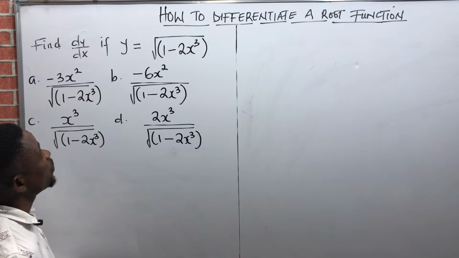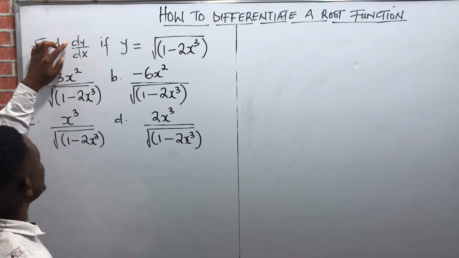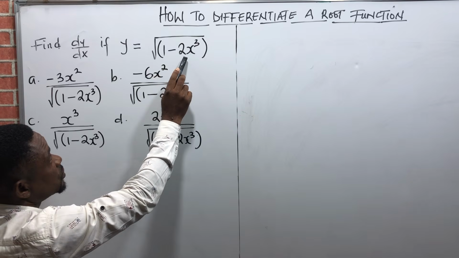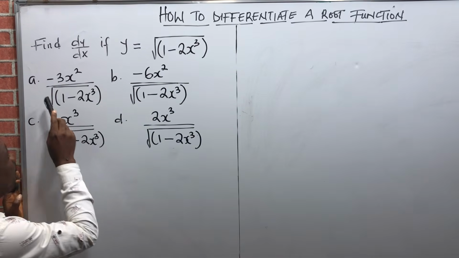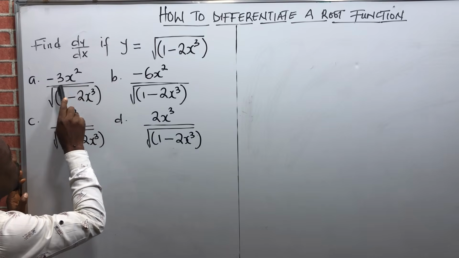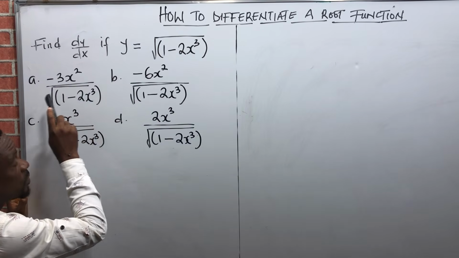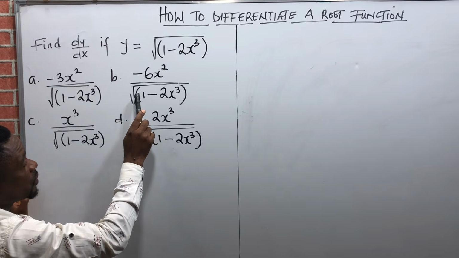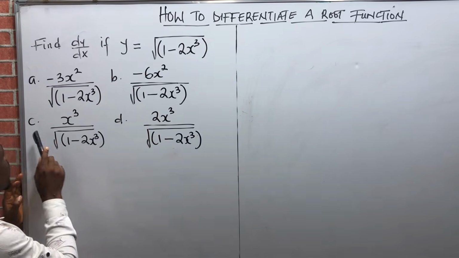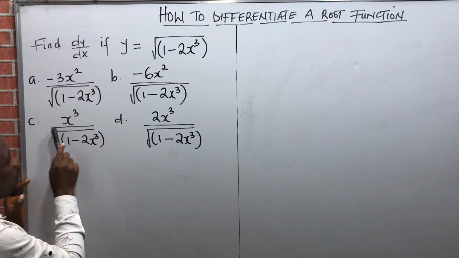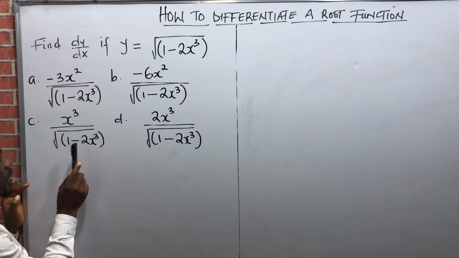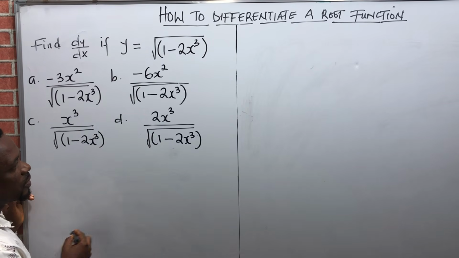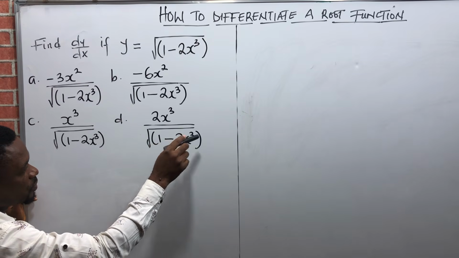Now look at this particular question right away. The question says: find dy/dx if y is the square root of (1 minus 2x) raised to power 3. Then look at the options. Option A: minus 3x squared all over the square root of (1 minus 2x) cubed. Option B: minus 6x squared all over the square root of (1 minus 2x) raised to power 3. Option C: x raised to power 3 all over the square root of (1 minus 2x) to power 3. Then option D: 2x to power 3 all over the square root of (1 minus 2x) cubed.